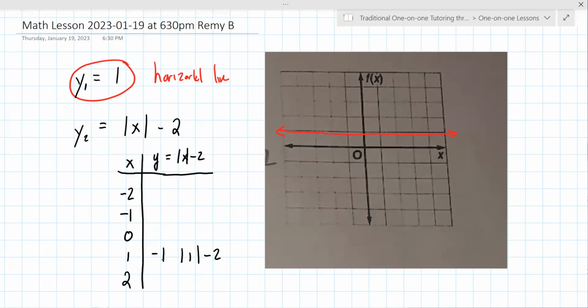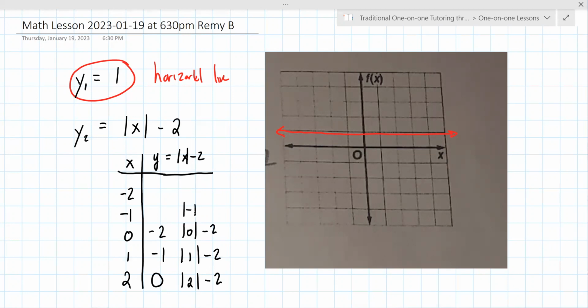-1. Good. And so you have to do that for all these numbers. Absolute value of 2 is 2, minus 2 is, oh sorry, 0. Okay, and then absolute value of 0 is 0. Subtract 2, minus 2. Then you can come back and work on the negatives.